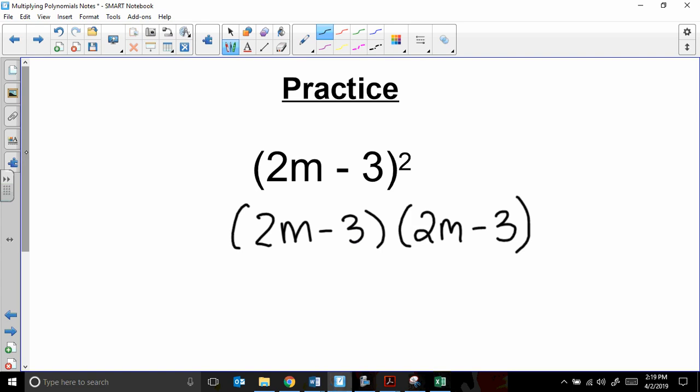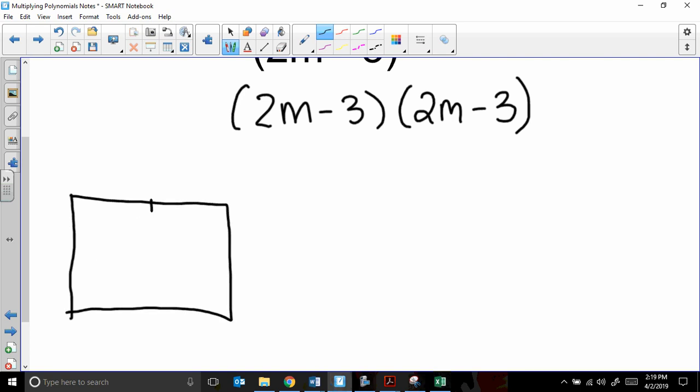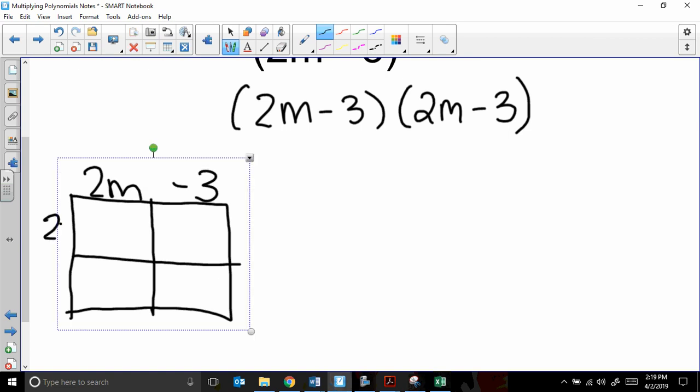Okay, and so now I'm going to do the box method on this one. I have a 2 by 2. So we have 2m minus 3. Then we have a 2m minus 3. So 2m times 2m is 4m squared. And then 2m times a negative 3 is negative 6m. And then 2m times a negative 3 is negative 6m. And negative 3 times negative 3 is a positive 9.